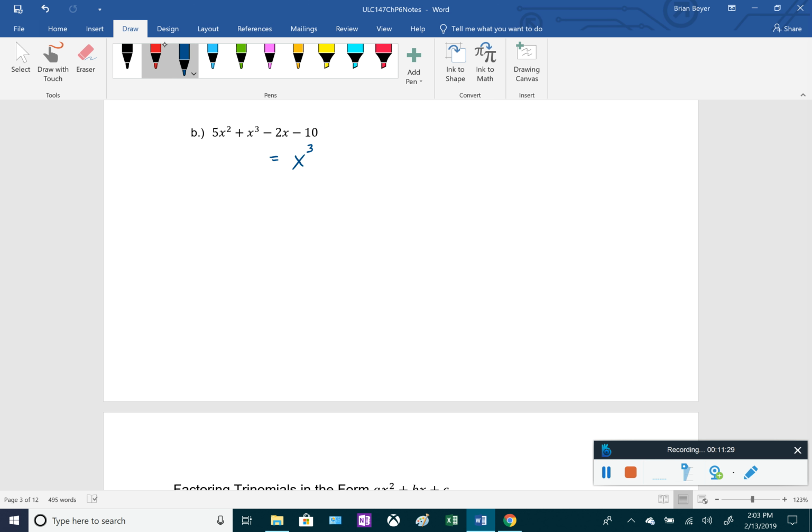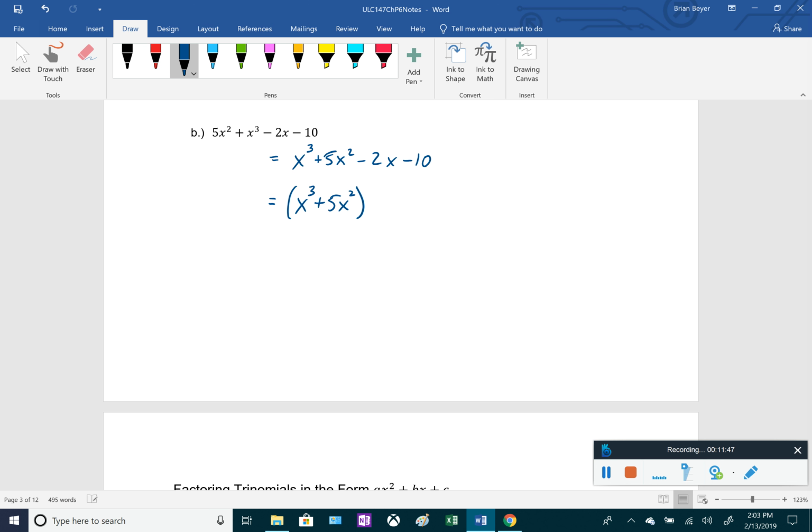So it's x cubed plus 5x squared minus 2x minus 10. Okay, and then we're going to group it. So group the first two terms.